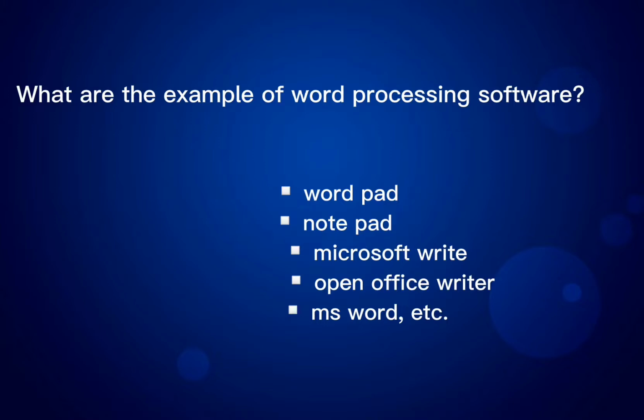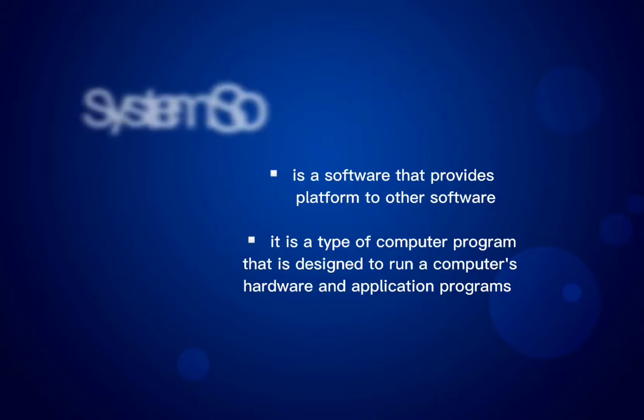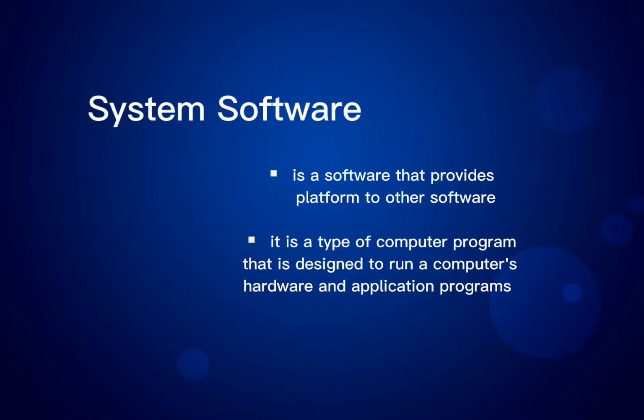System software is a software that provides a platform to other software. It is a type of computer software that is designed to run a computer's hardware and application programs. Ang software ay ginagamit para magamit natin ang hardware part ng ating computer. At ang basic example ng system software ay ang operating system. So, ano nga ba ang operating system?